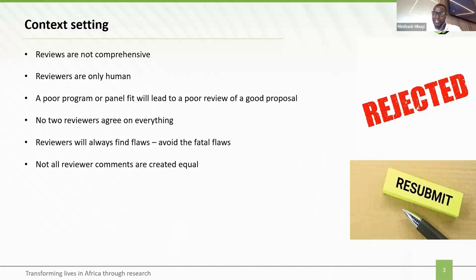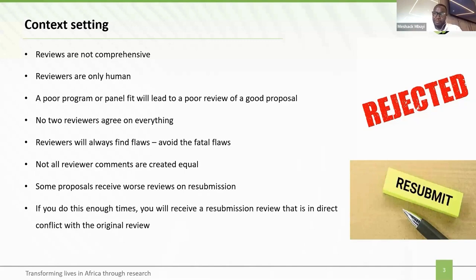Not all reviewer comments are created equal. I think that comes from the fact that reviewers are human and reviewers also don't agree on everything. So even the comments that you will get from the reviewers will not be the same. You will realize that some proposals will receive worse reviews on resubmission. So you've received your comments on your grant application, you've revised and addressed the reviewer comments, and when you resubmit it, it gets even worse reviews. These are things that we have to keep in mind.